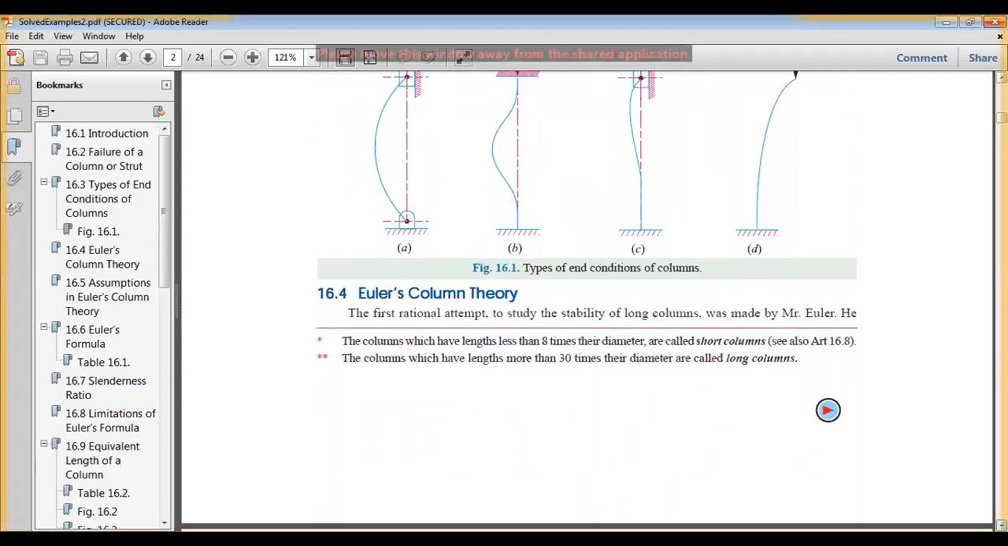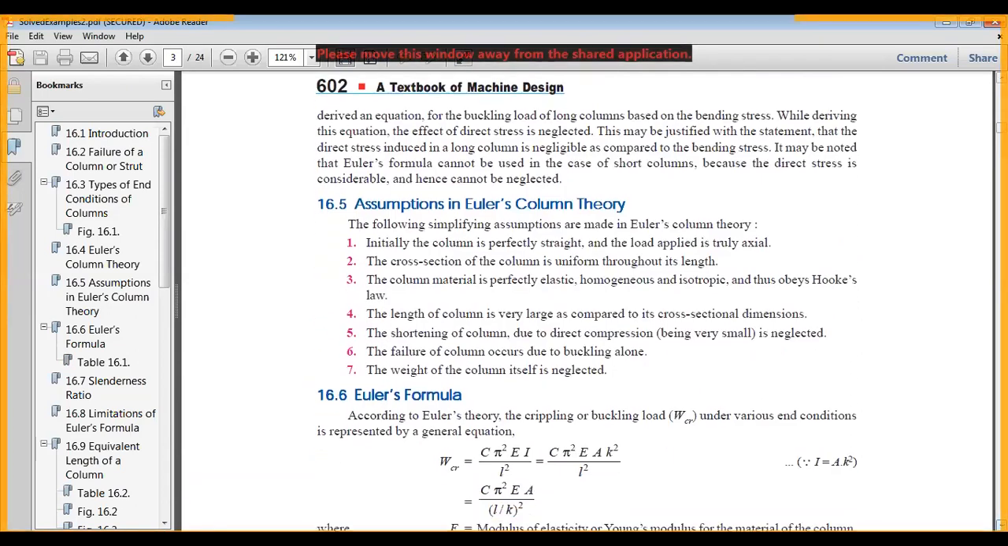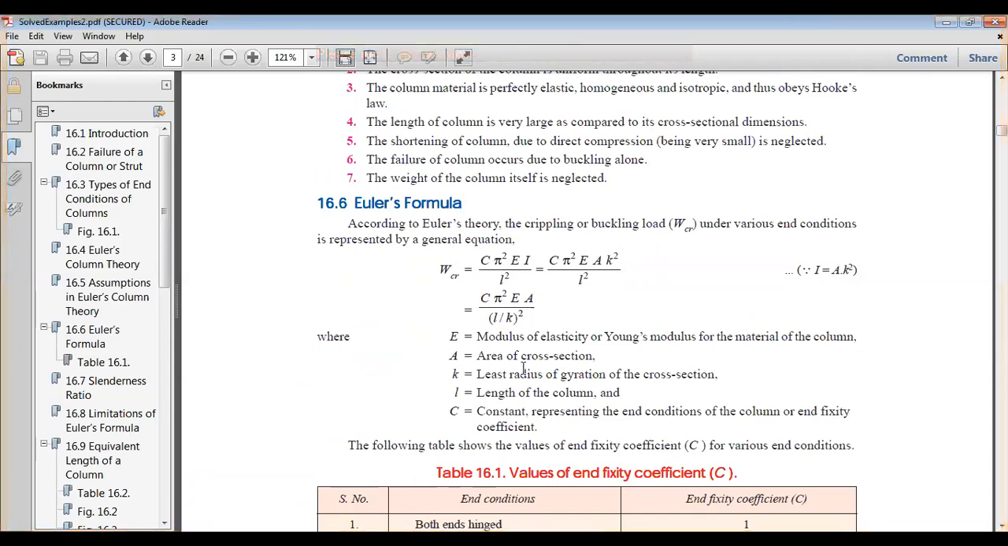Now this was the Euler's theory that we have earlier studied, and we derived on the basis of assumptions this formula: WCR, or crumbling load, crippling load or buckling load, as C pi square EI by L square. So by taking L, we substituted and we finally got C pi square EA divided by (L by K) square. L by K is known as slenderness ratio.